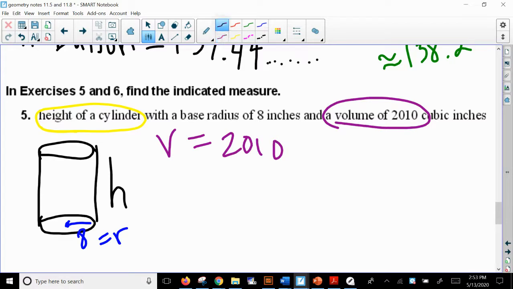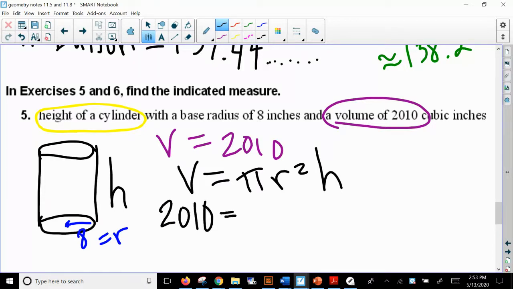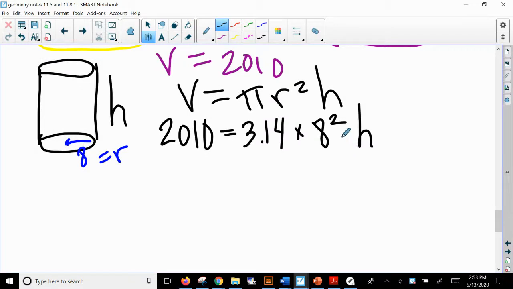Okay? So if our volume formula is pi r squared h, I'm going to plug in everything except for the variable I'm trying to find. So I know volume is 2010. I know pi is 3.14. I know my radius is 8 squared. And we're looking for the height. Okay? In my calculator, first thing I'm going to do is multiply 3.14 times 8 squared. Do that right now.